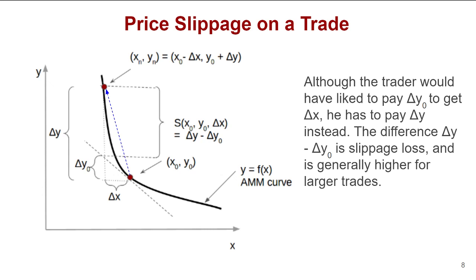And here we can see in this picture that delta y is bigger than delta y0. And the gap between these two, the amount that they have to pay to get delta x tokens and the amount they would have paid had the price remained constant, is called slippage loss. And so delta y minus delta y0 here is the loss that the trader is incurring. And generally, the slippage loss is going to be larger for larger trades.